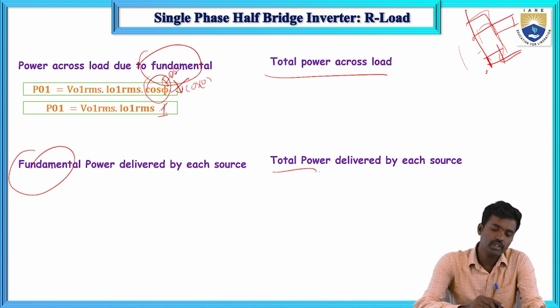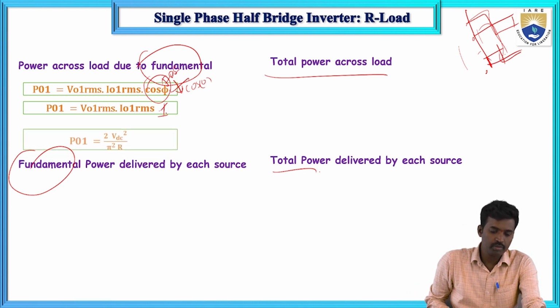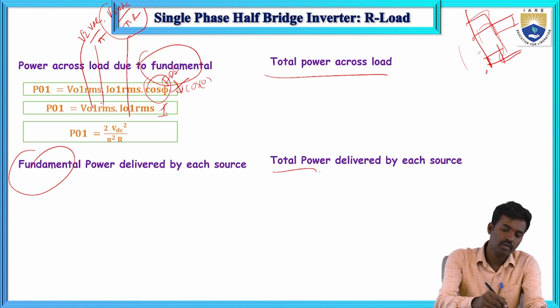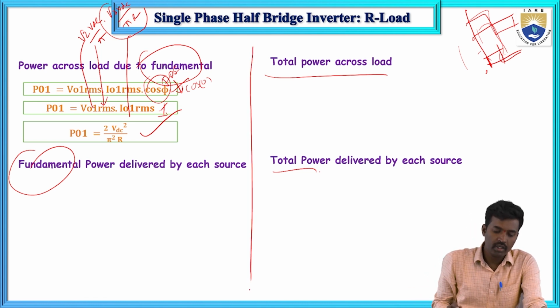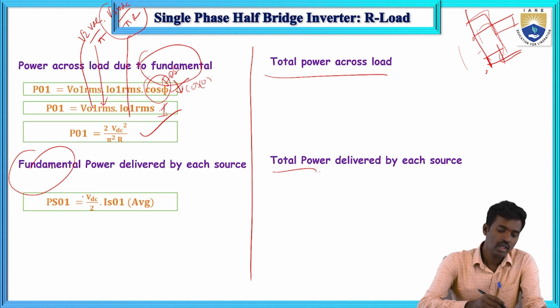So this is V01 RMS into I01 RMS. Here V01 RMS means root 2 into VDC by pi, and I01 RMS is root 2 into VDC by pi into R. This is the I01 RMS and this is the V01 RMS. So now the power across the load due to the fundamental is 2 into VDC square by pi square into R.